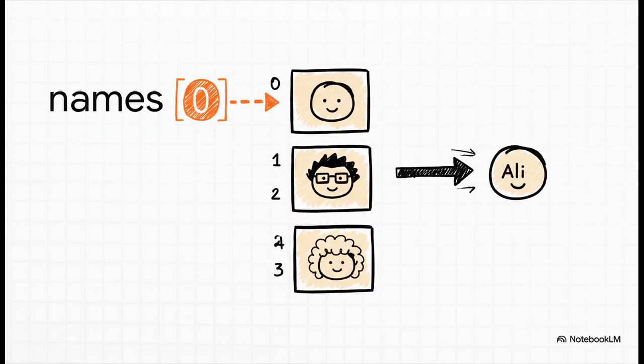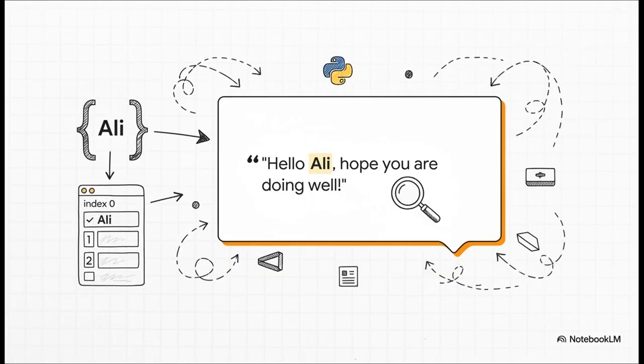Those square brackets with the 0 inside, that's us telling Python, go to the names list and give me the item that's at address 0. And check out the result. Python did exactly what we asked. It went to index 0, it found Ali, pulled that name out of the list, and dropped it right into our sentence. It worked perfectly.